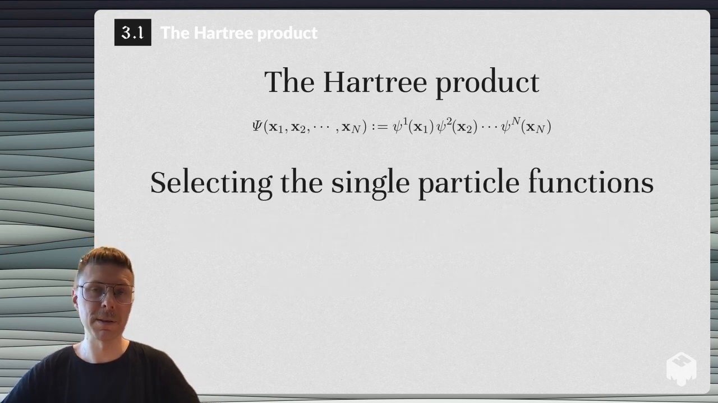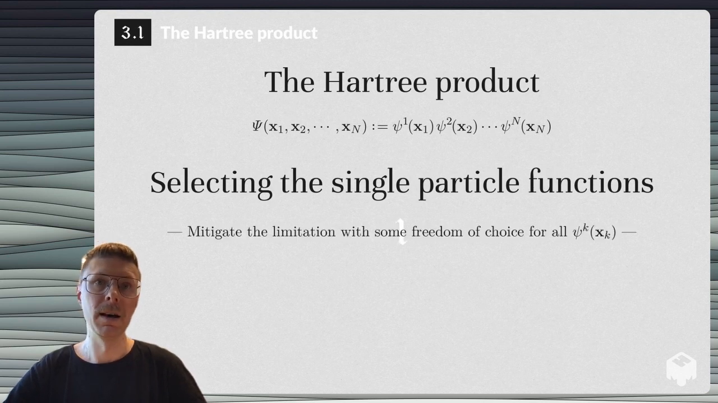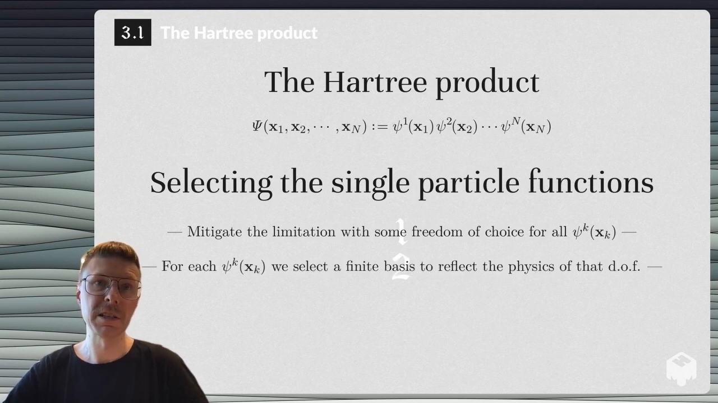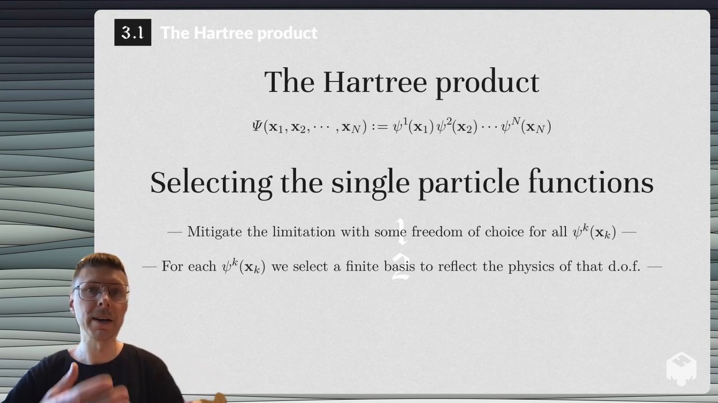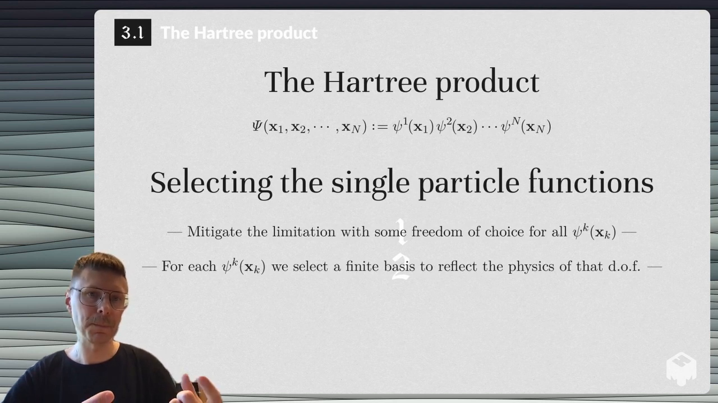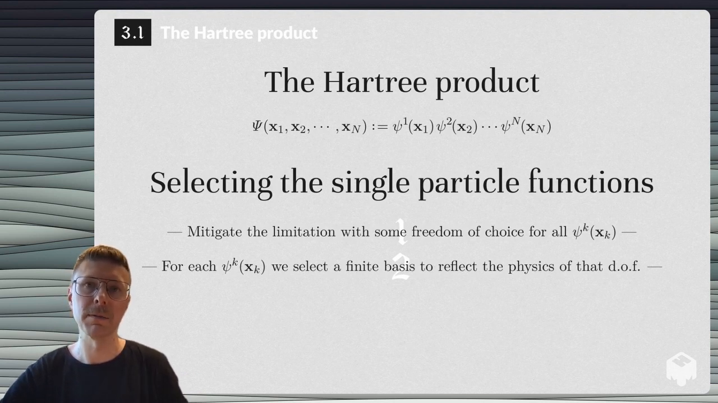And we can compensate for this limitation of the Hartree product by being careful about how we select the single particle functions that go into it. So we can have some freedom there, right? So we mitigate the limitation with some freedom of choice for these functions psi in the Hartree product. So for each psi k, we construct a finite basis for that degree of freedom, and a combination in this finite basis allows us to have some freedom in what kind of function for one degree of freedom we actually use.